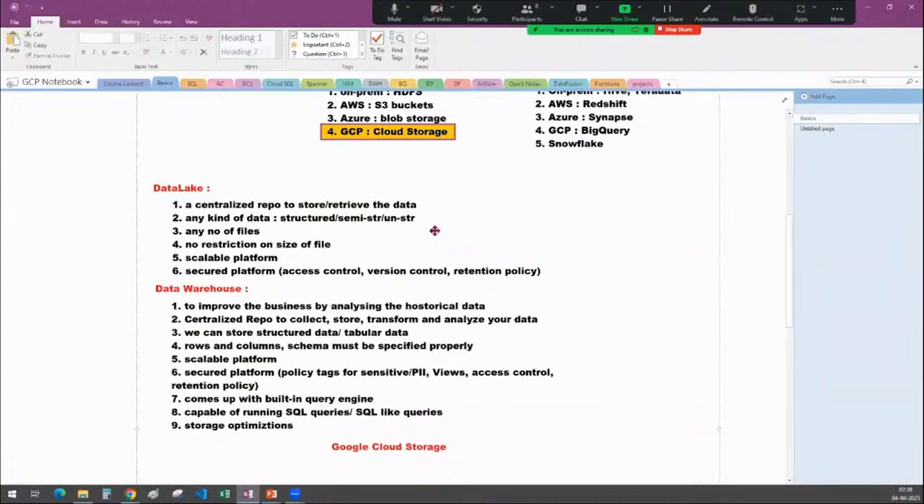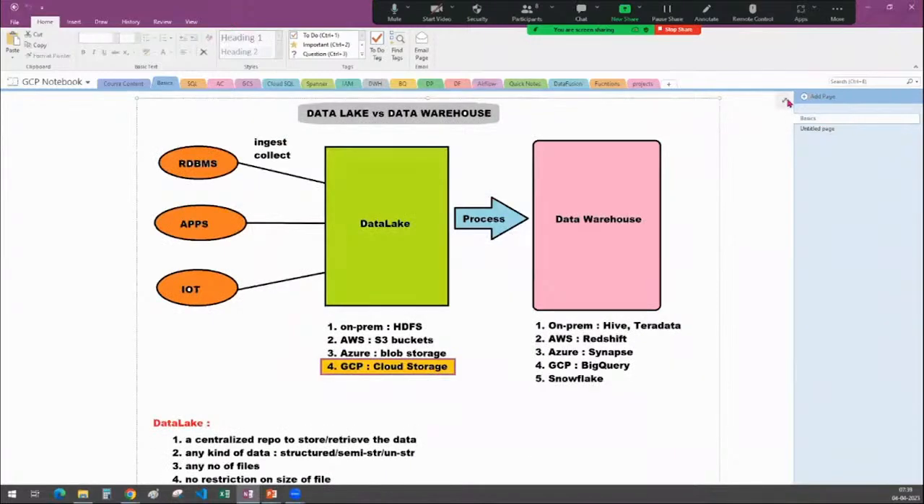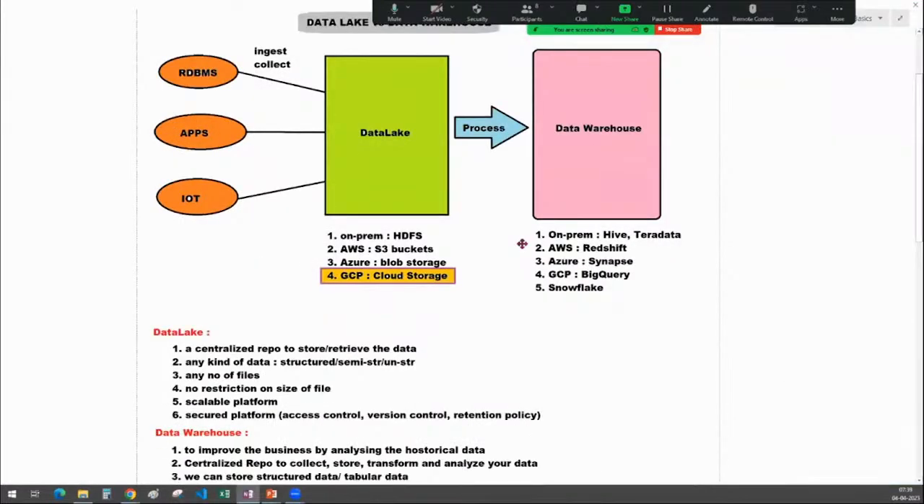Yeah. So this is what it is, a data lake. I hope you guys can see my screen clearly. Okay. So usually you get data from multiple data sources.